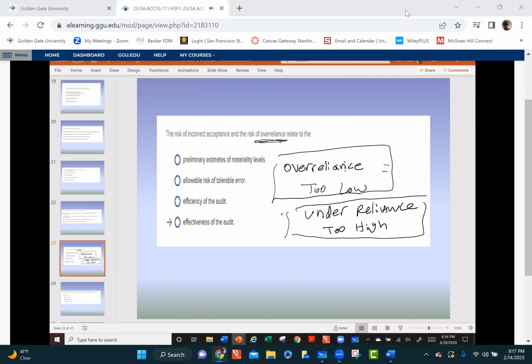Under reliance, I assess control risk too high. I had operating effectiveness there that I could have relied on, and I could have set the nature, timing, and extent of substantive procedures accordingly. My audit is not going to be efficient if I under rely. But if I over rely, I have the risk of incorrect acceptance, which means I determine the financial statements were not materially misstated when in fact they were. That's not an effective audit.